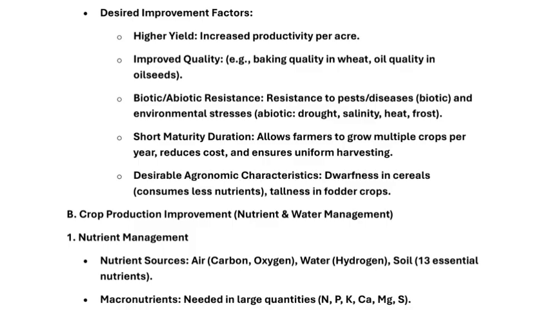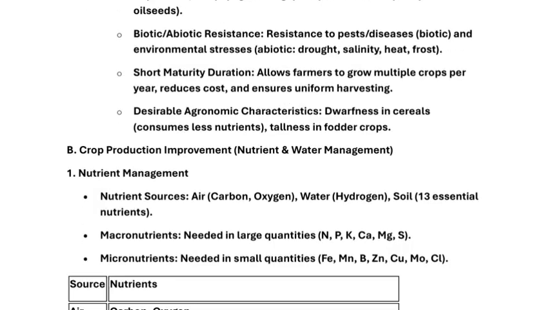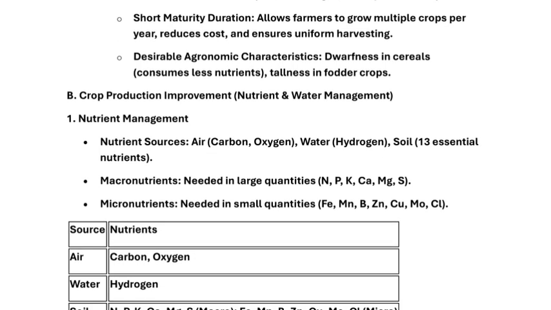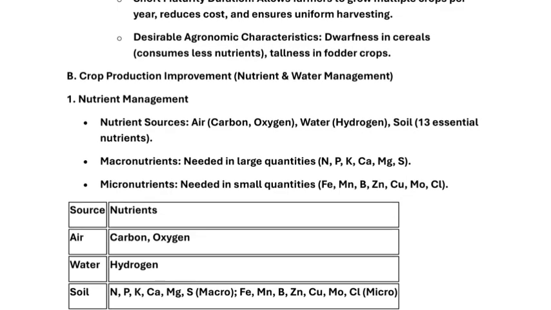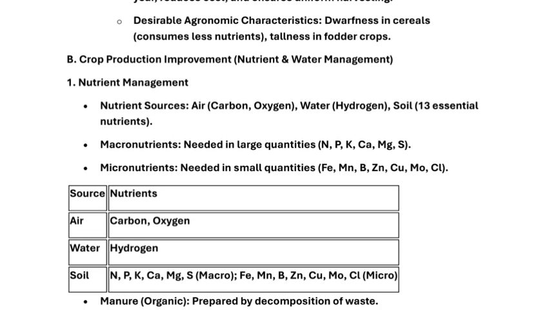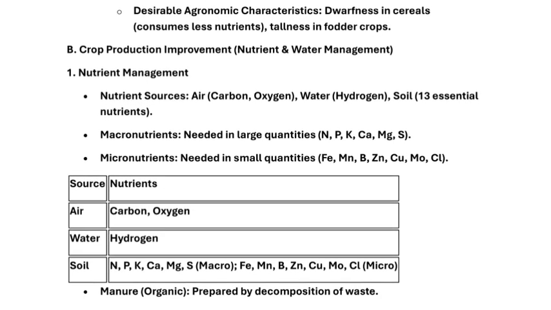Biotic/abiotic resistance: resistance to pests and diseases (biotic), and environmental stresses (abiotic) such as drought, salinity, heat, and frost. Short maturity duration allows farmers to grow multiple crops per year, reduces cost, and ensures uniform harvesting. Desirable agronomic characteristics: dwarfness in cereals, which consumes less nutrients, and tallness in fodder crops.